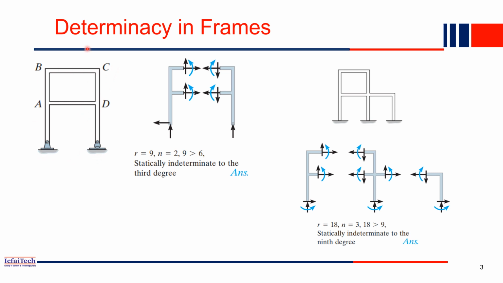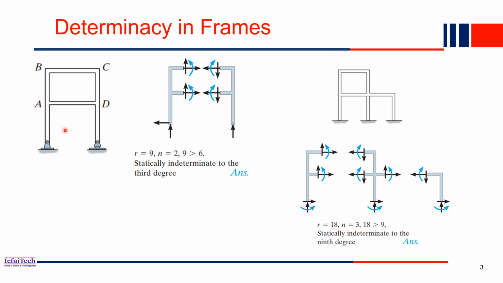Determinate means, are we able to calculate all the reactions using only the equations of equilibrium? We have three equilibrium equations for a particular part: the summation of all horizontal forces is equal to 0, the summation of all vertical forces is equal to 0, and the summation of all the moments about the z axis is equal to 0. So now, how to calculate determinacy using this?